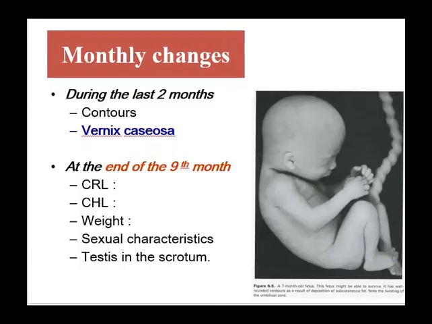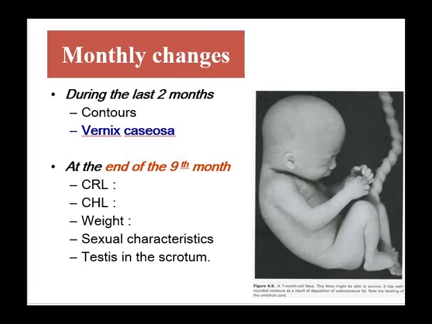However, by the end of the 9th month, we can notice that the skull has the largest circumference. The head circumference reaches the maximum size, which is an important fact with regard to its passage through the birth canal, as it is the largest part of the body. The weight of the fetus is around 3,000 to 4,000 grams, and the crown-rump length around 36 centimeters, and crown-heel length about 50 centimeters.